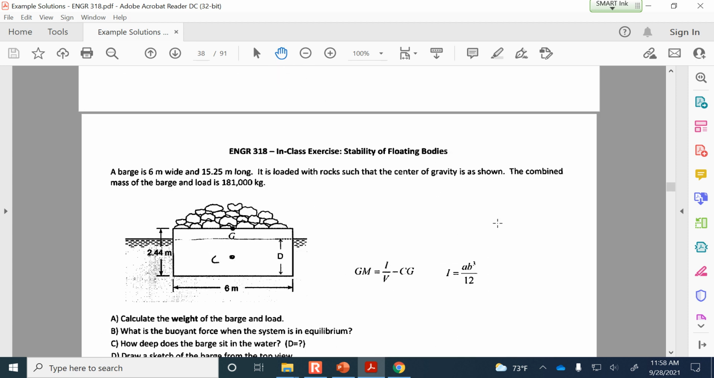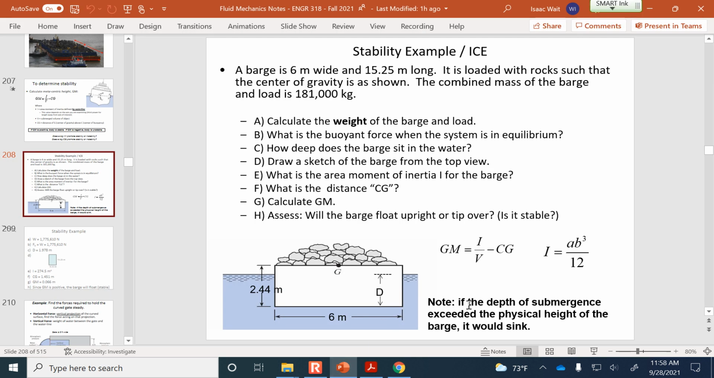I had one other note to myself on this example. Oh, I remember, it's in the slides here. If the depth of submergence exceeded the physical height of the barge, it would sink. And I guess maybe that goes without saying, that if we put so much stuff in here that D required is bigger than 2.44 meters, then it's unstable if it's at the bottom of the ocean. That's another definition of unstable, if it's overloaded.